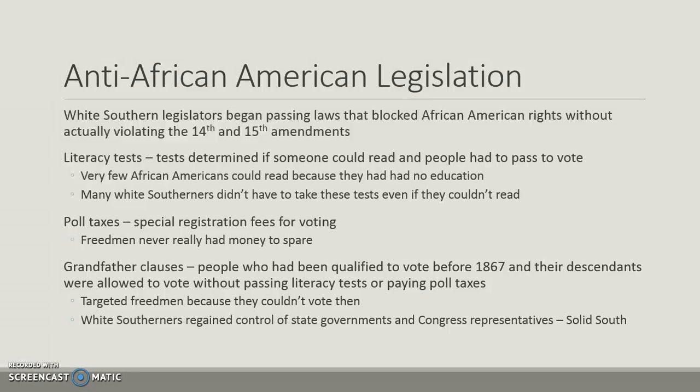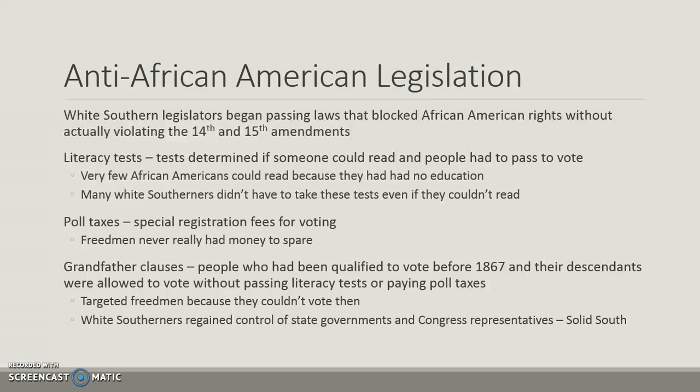This ends up affecting African Americans because they're slaves. Before 1867, no one in their family would have been able to vote. Therefore, no slave, ex-slave, freedman now is going to be able to get grandfathered in to vote.